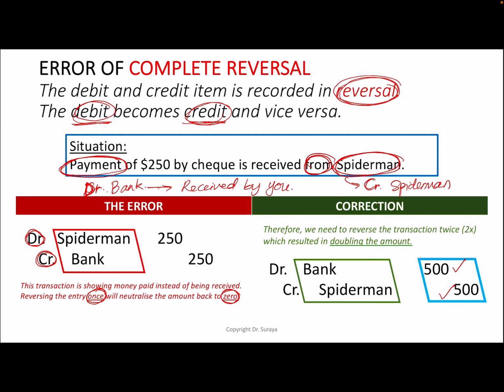So there you go, guys. These are the types of errors that are not revealed in the trial balance, because these errors cause your trial balance to still balance.